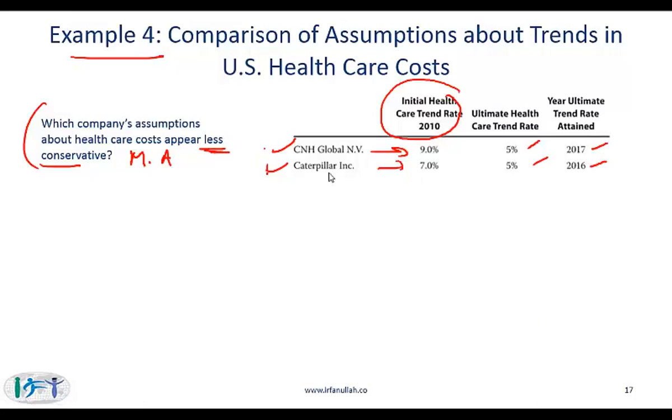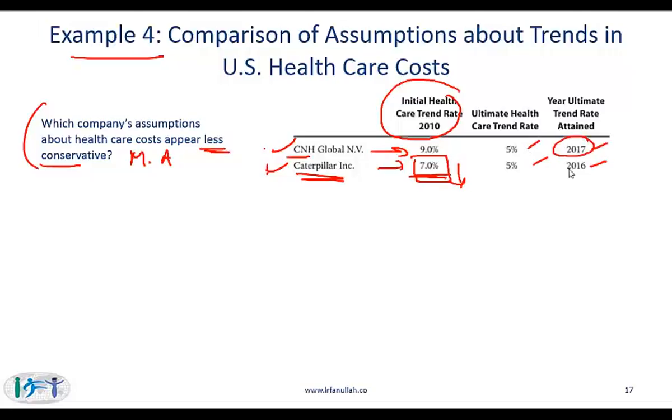The correct answer here is Caterpillar. Generally, American companies tend to be more aggressive, but you can't use that on the exam. You need to actually look at the numbers. So Caterpillar is assuming an increase of 7% initially, which means that it is assuming that healthcare costs are going up slowly, which means that the present value of the obligation will be lower. So it's reporting a lower liability relative to the other company.